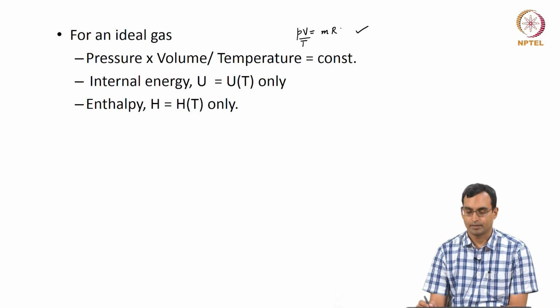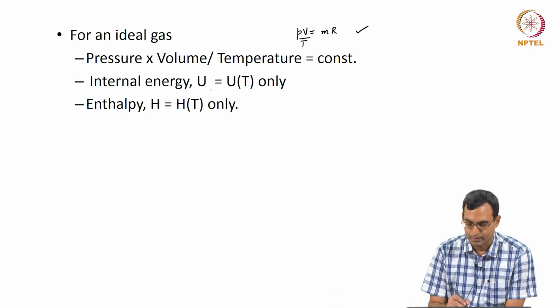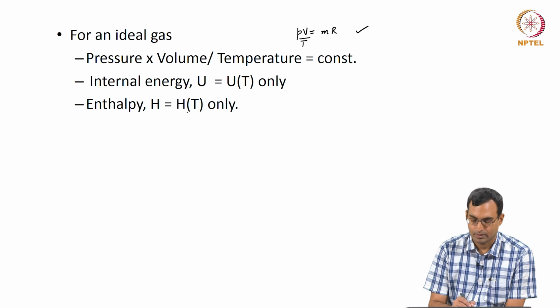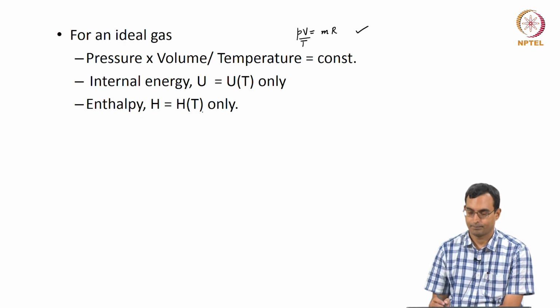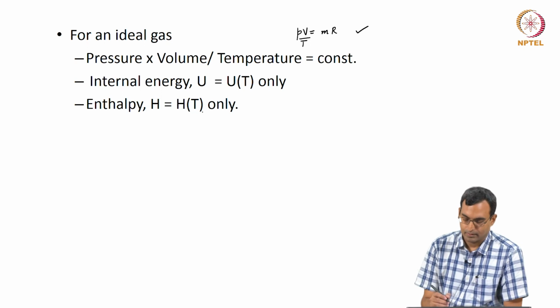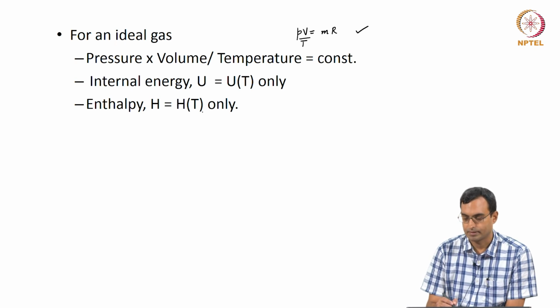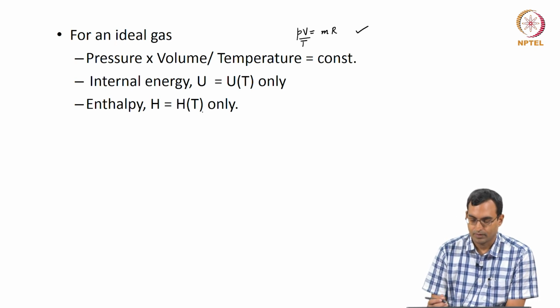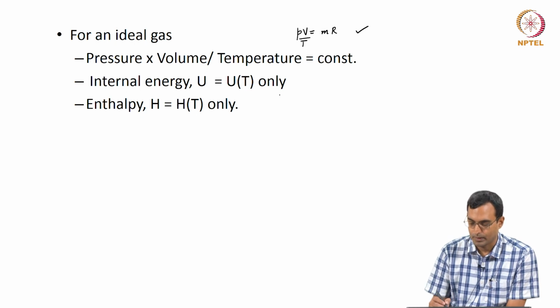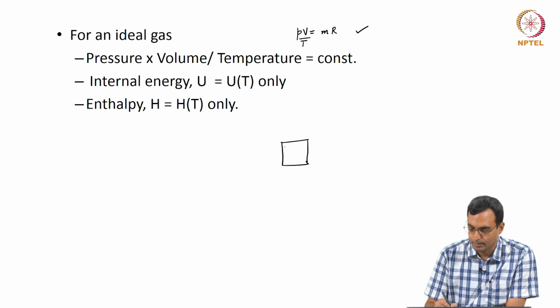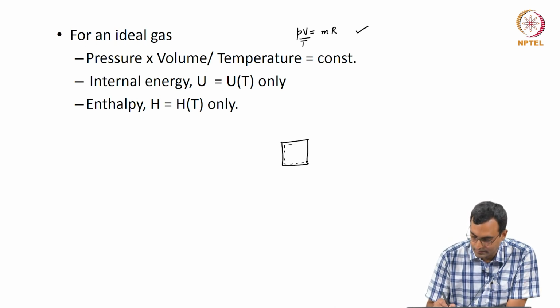A consequence of this is that the internal energy U is only a function of temperature, and enthalpy H is also a function only of temperature. So, we can possibly look at some examples of how we can find out the change in internal energy, but for the time being we can just look at how we can quickly find out this also. So, for example, if I have a certain system of this kind which has a certain mass of some ideal gas, yes, an ideal gas over here.